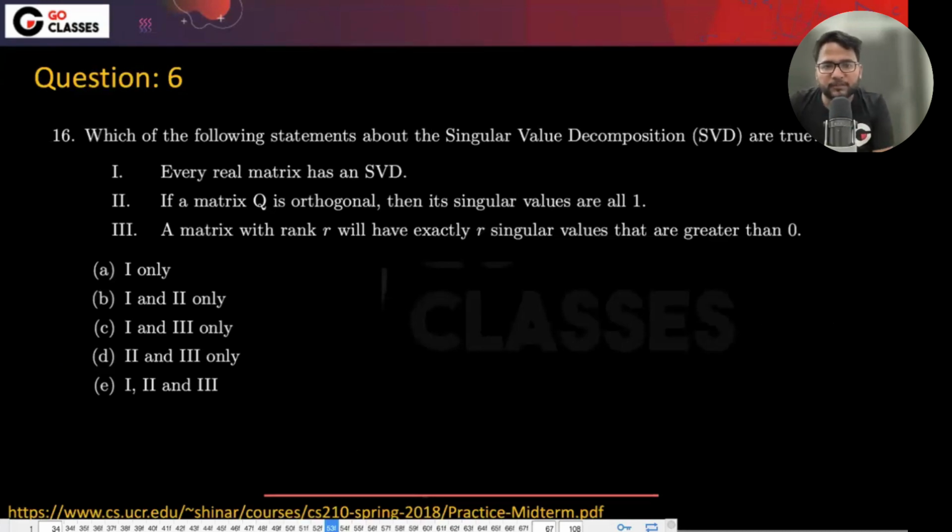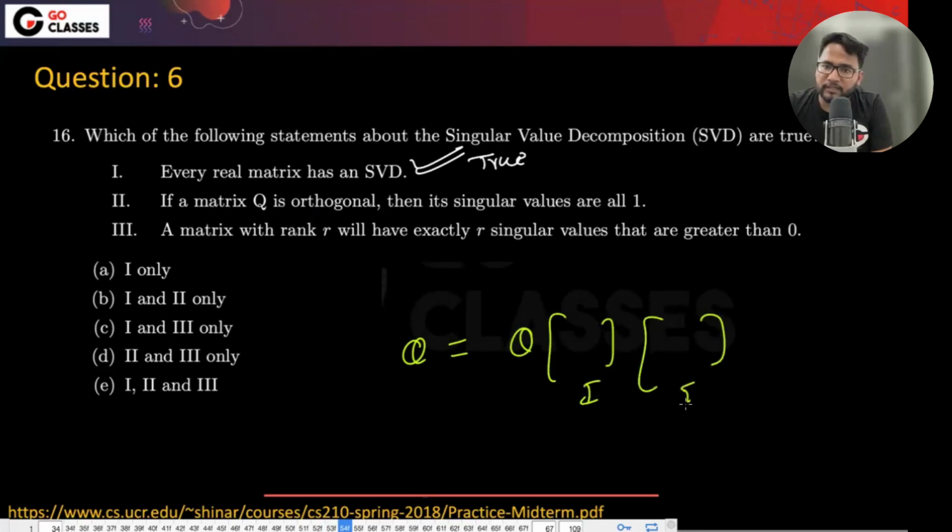So this particular question is a nice question. What they're saying is that every real matrix has SVD. So I think that is true. So this A is true. Let me mark this is true, because SVD is unconditional, right? If a matrix Q is orthogonal, then its singular values are 1. So what do you think about it? See, if it is orthogonal, then what is the singular value decomposition? I think it could be itself, right? I mean, this could be identity. The sigma and U or sigma and V transpose both could be identity. So yeah, this is 1. So I think this is also true.